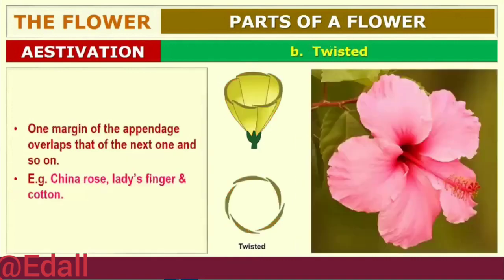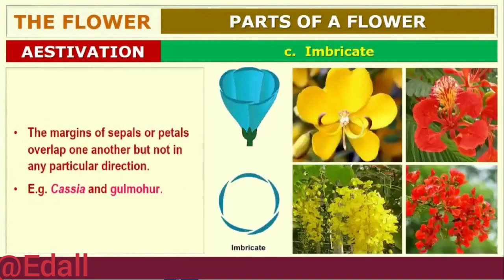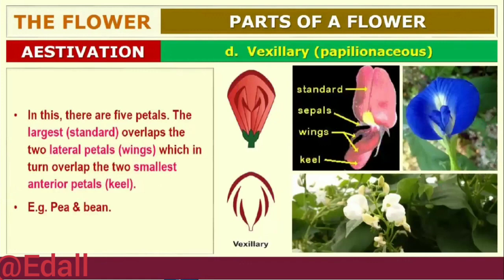If one margin of the appendage overlaps that of the next one and so on, as in China rose, lady's finger and cotton, it is called twisted. If the margins of sepals or petals overlap one another but not in any particular direction, as in cassia and gulmohar, the estivation is called imbricate. In pea and bean flowers, there are 5 petals. The largest, standard, overlaps the 2 lateral petals, wings, which in turn overlap the 2 smallest anterior petals, keel. This type of estivation is known as vexillary or papilionaceous.